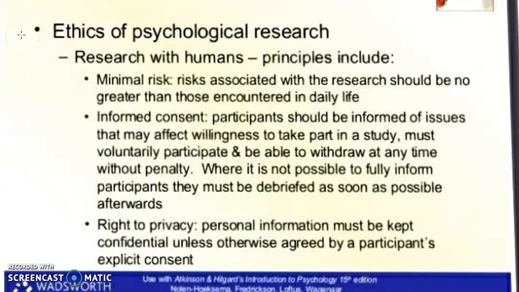Whenever you are going to conduct research, you must abide by certain rules and regulations, and you must also write, even in your research report, the ethical considerations that you have followed. For example, there should be minimal risk. Because of your research, no animal or human should be endangered in any way.